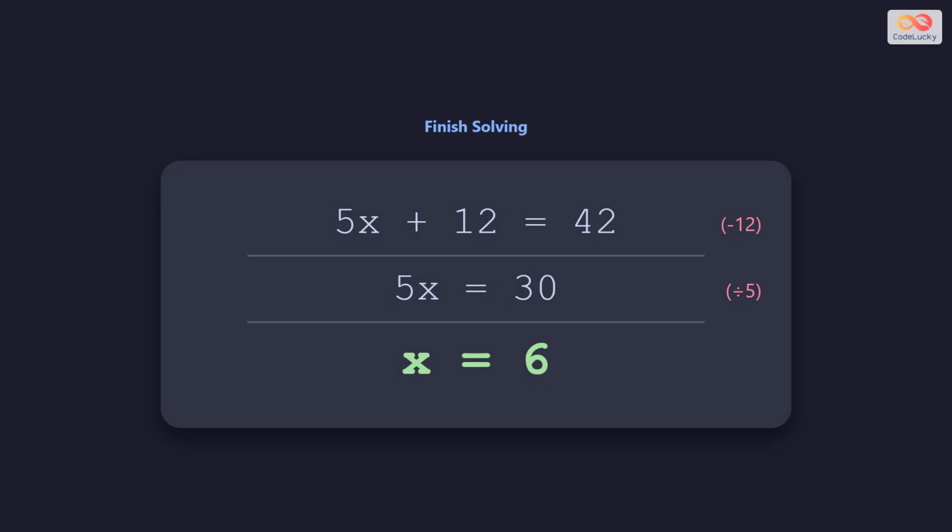Now we have a simple two-step equation. We subtract 12 from both sides to get 5x equals 30. Then, we divide by 5, and we find that x equals 6.